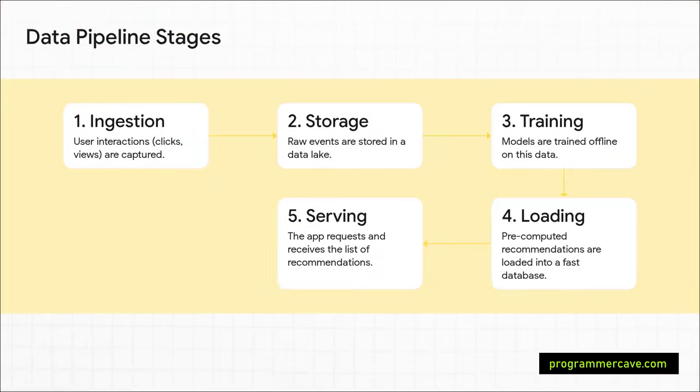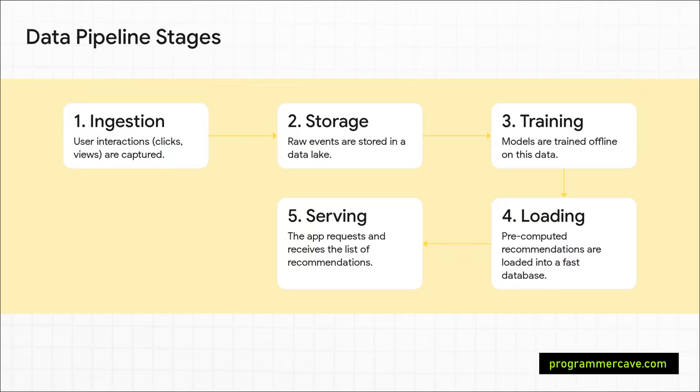So let's trace the journey. First, your click has to be ingested or captured. Then that raw event gets put into storage, like a big data lake. From there, our offline factory grabs the data and uses it for training the models. Once the results are ready, they get loaded into our super-fast storefront database. And finally, the recommendations are served to you the instant you open the app.